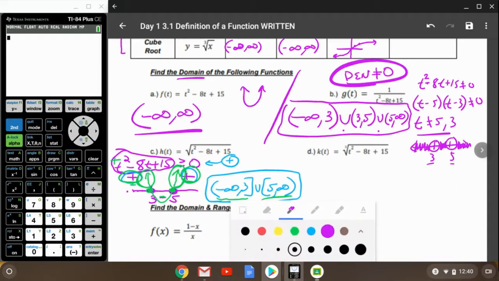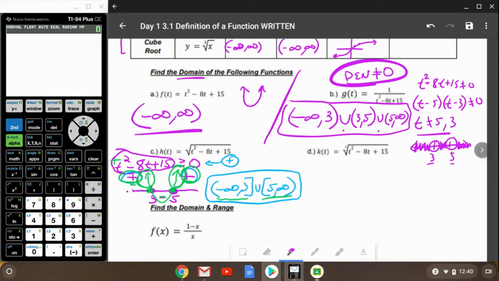Now the last one, well, that one's really easy. We said if it's a cube root, that means that the domain is going to always be all reals. So there we go. There's just some practicing of domain. You got a quadratic in letter A, you got a rational in letter B, you got a square root in letter C, and you got a cube root in letter D. So practicing all our different functions in there.